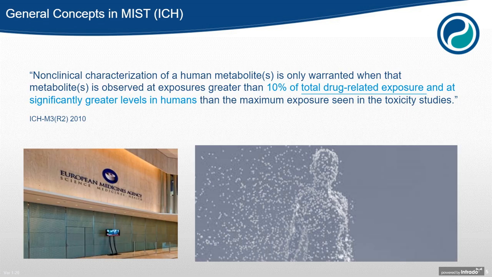So this is a quote from the ICH guidance, and I won't bother reading it all. Again, I've highlighted in light blue the bit that's most important. Again, 10% of total drug-related exposure and at significantly greater levels in humans. This would be the level at which there would be some concern about the safety coverage of a metabolite. So the way that has been typically interpreted to date is that if your human exposure of a metabolite is twice that observed in one of the two safety species, that is acceptable. So we get a little bit of leeway there.